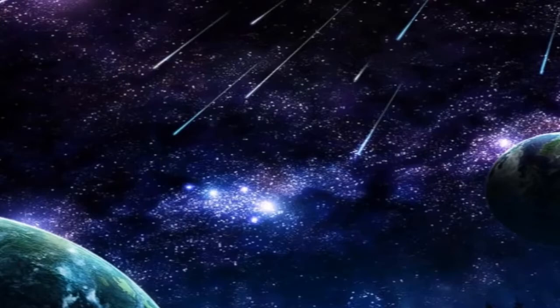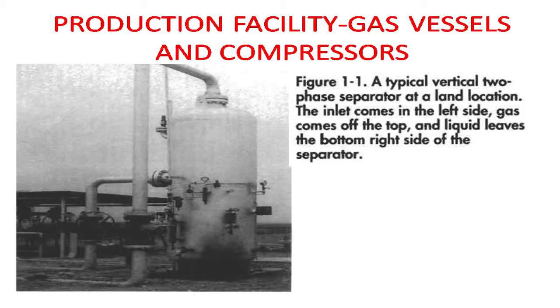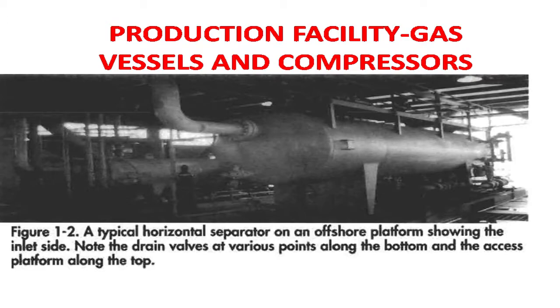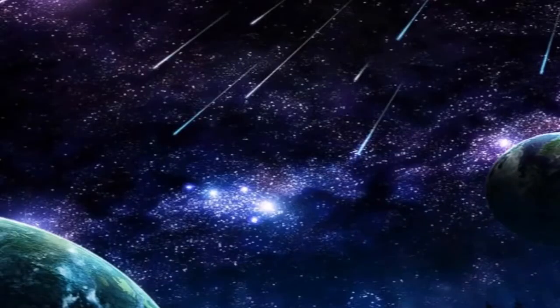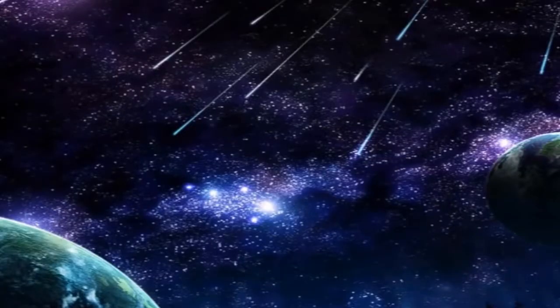There are two types of separators: the vertical separator and the horizontal separator. The vertical separator is shown on the slide here, and the horizontal separator is also shown on the slide. Basically, these two are used in the oil and gas industry and on oil and gas platforms. We'll be looking at the design in module 2 of the lecture, and that will give us details about how this equipment is used to separate oil and gas. Let's go to the next slide.